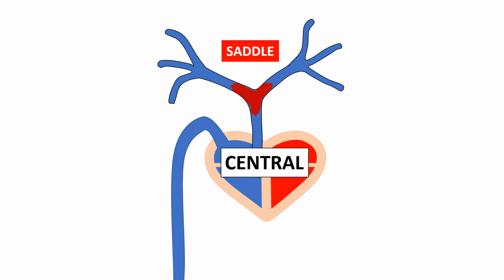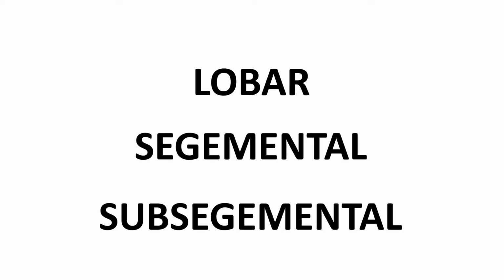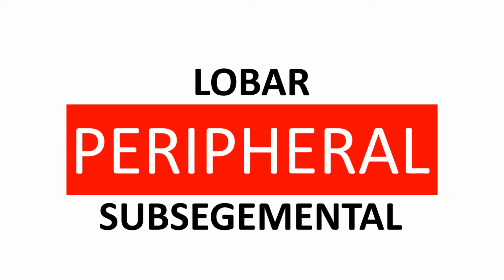The image on the left is a graphical representation of a main pulmonary artery PE, which would also be considered a central pulmonary embolism. The lower risk PEs are lobar, segmental, and subsegmental PEs, and these are all considered either peripheral or distal PEs. The mortality associated with peripheral or distal PEs is lower compared to the mortality with central PEs.